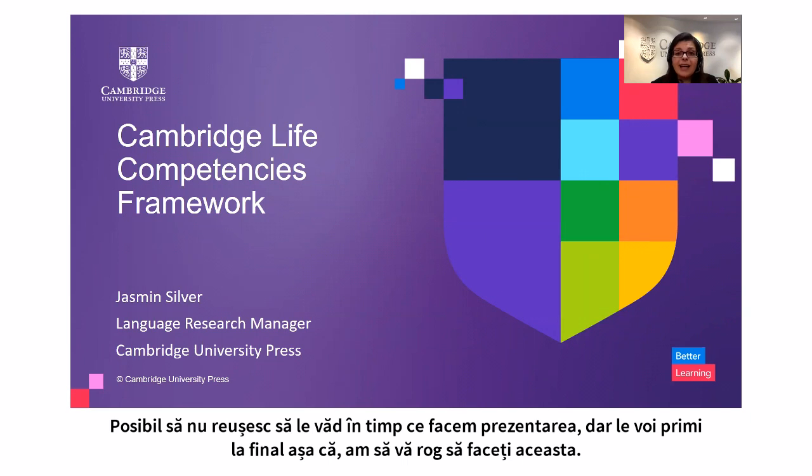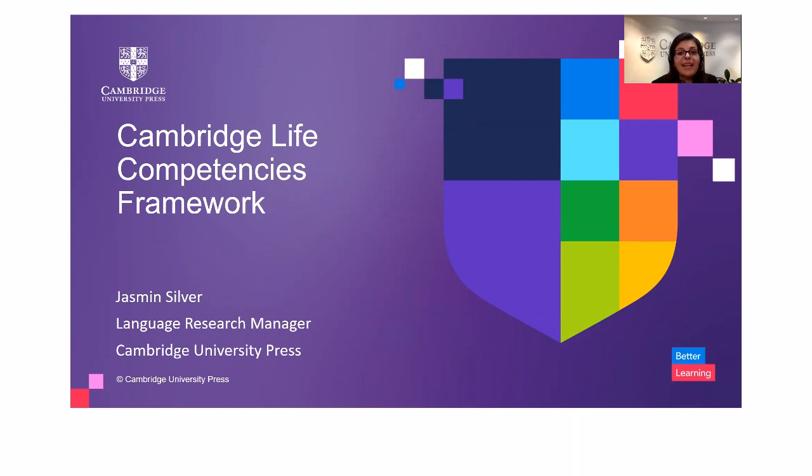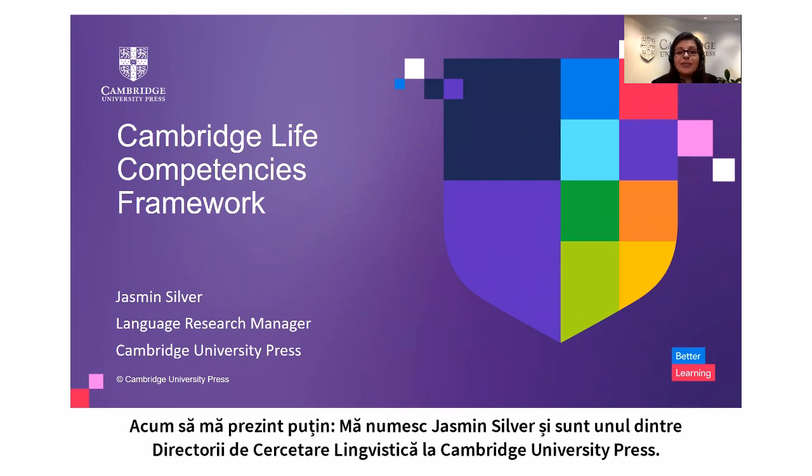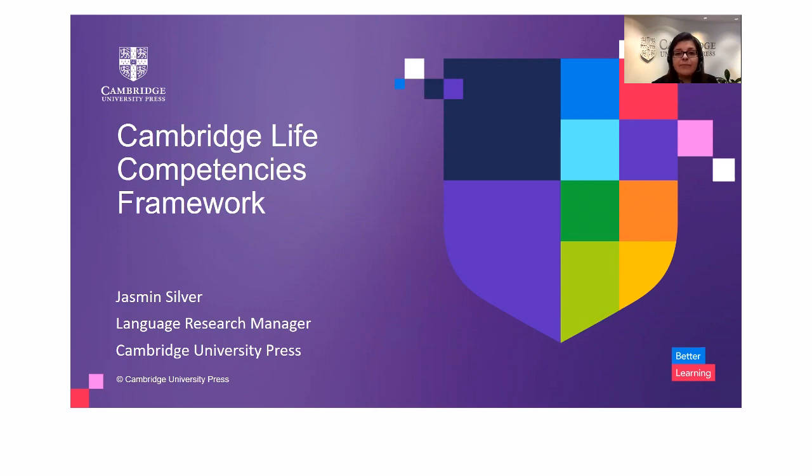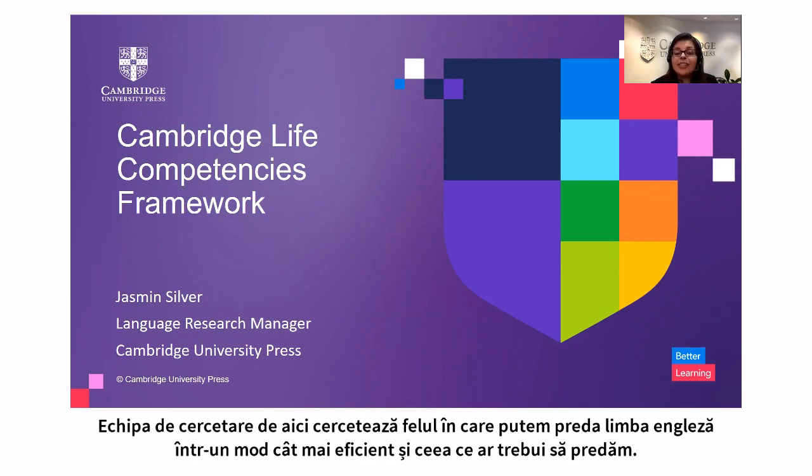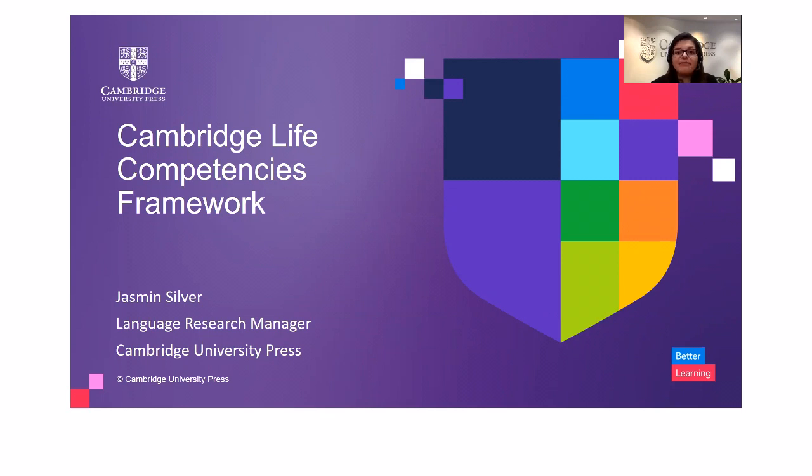Okay, so just to introduce myself a little bit, my name is Jasmin Silver and I'm a language research manager at Cambridge University Press. So the language research team here looks at how we can teach the English language most effectively and what we should be teaching as well.